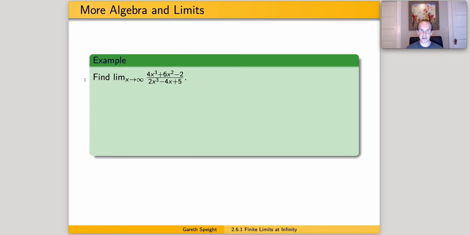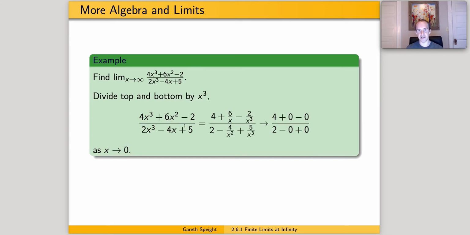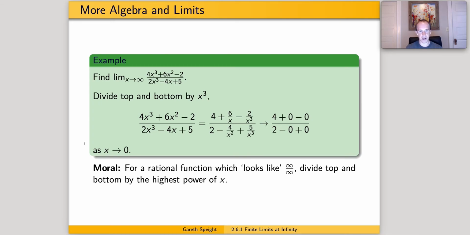And the trick here is to divide the top and bottom by the highest power of x. So we try to rewrite it in some way so that we can get a grip on it. So let's divide top and bottom by x cubed. Then we get this expression in the middle. And now the advantage is that, for instance, 6 divided by x, we can use the rule we talked about to say that goes to 0. 2 divided by x cubed, we can use the rule we talked about to say that goes to 0. So the top is going to go to 4. And then similarly, the bottom is going to go to 2. And then we can use the limit laws to say the limit of the top divided by the bottom is the limit of the top divided by the limit of the bottom. So this is going to go to 4 divided by 2, which is 2.